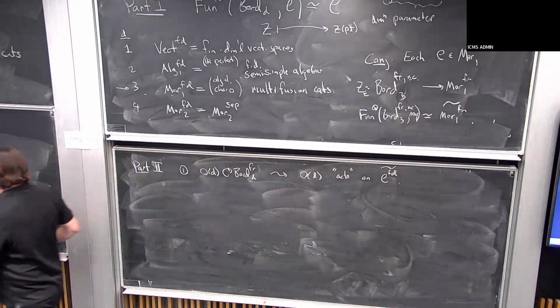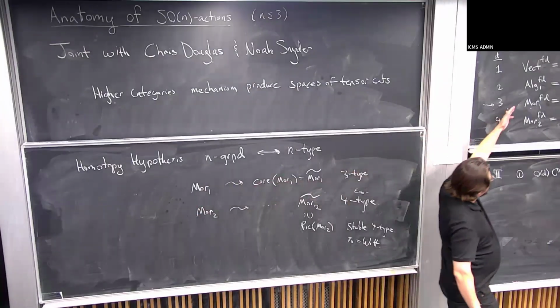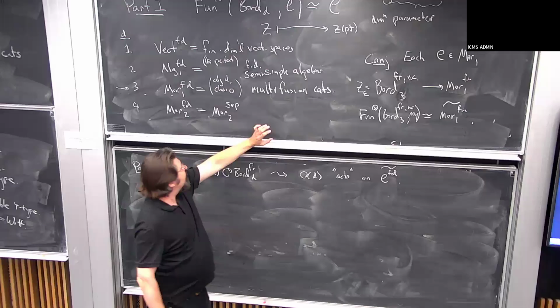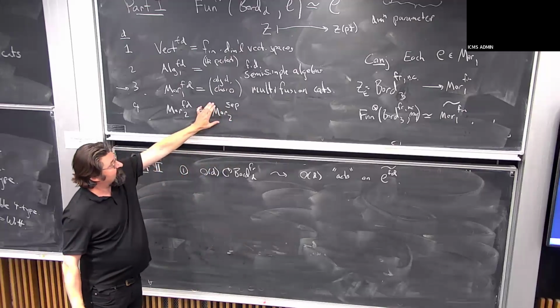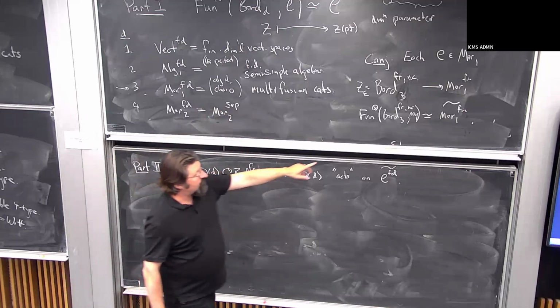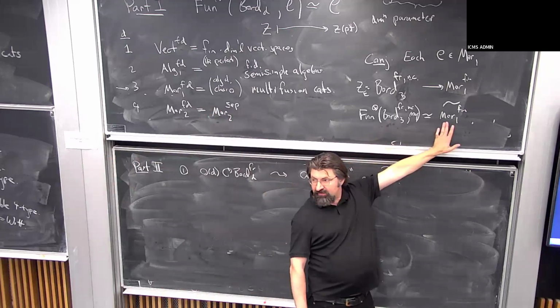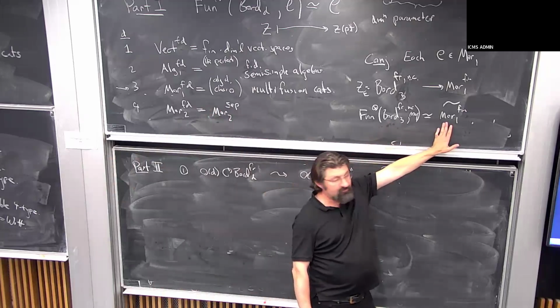So the multi-fusion categories, or maybe the braided multi-fusion categories. The framed guy also acts on this guy. So same principle tells you, conjecturally, that you get an action on this category of all tensor categories.